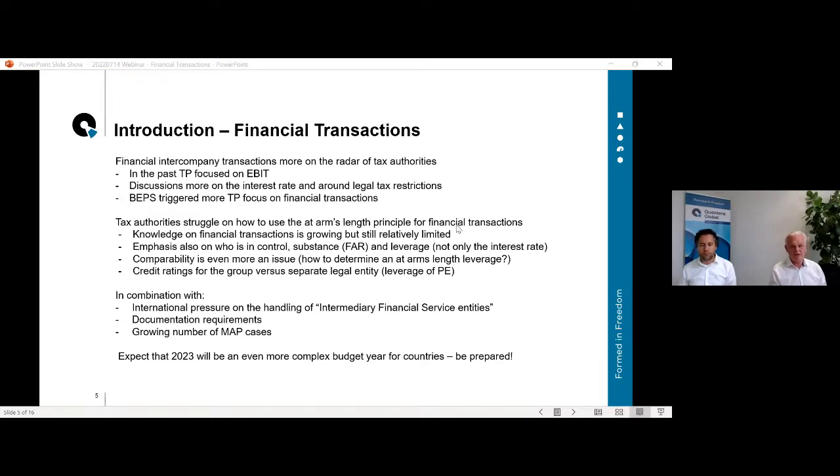We got the question about the leverage of a PE, but I will get to it at the end, because it's a good question: what's the leverage of a PE.